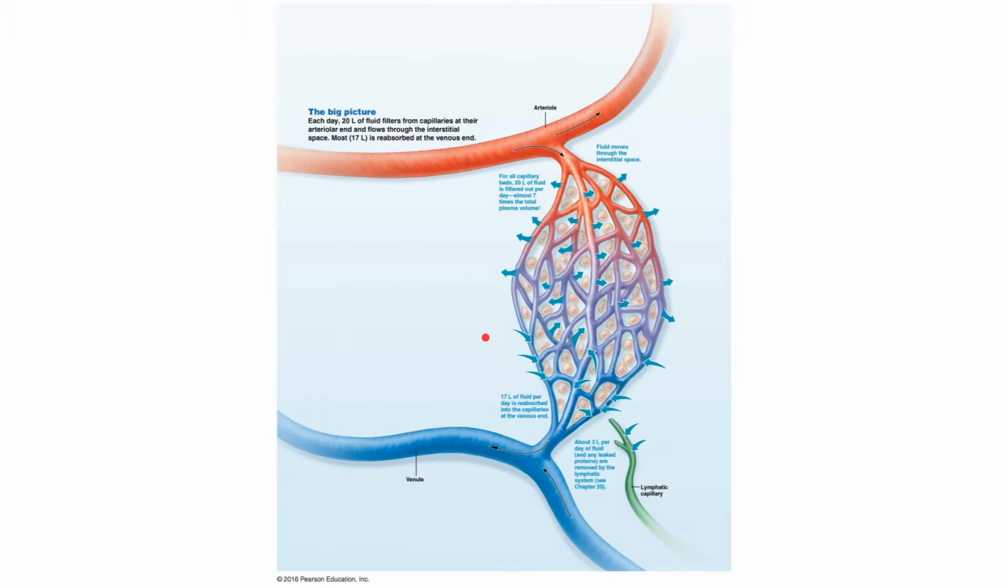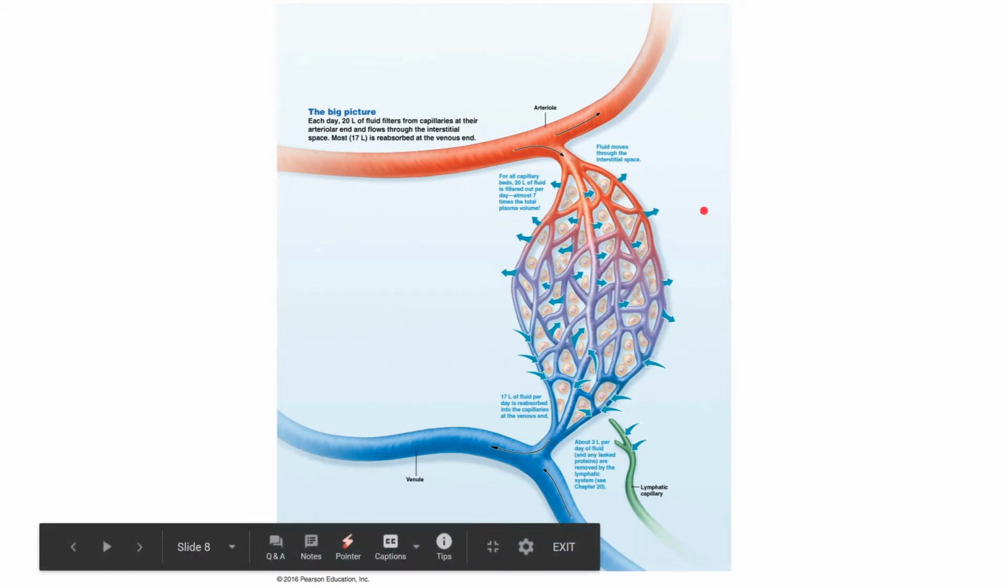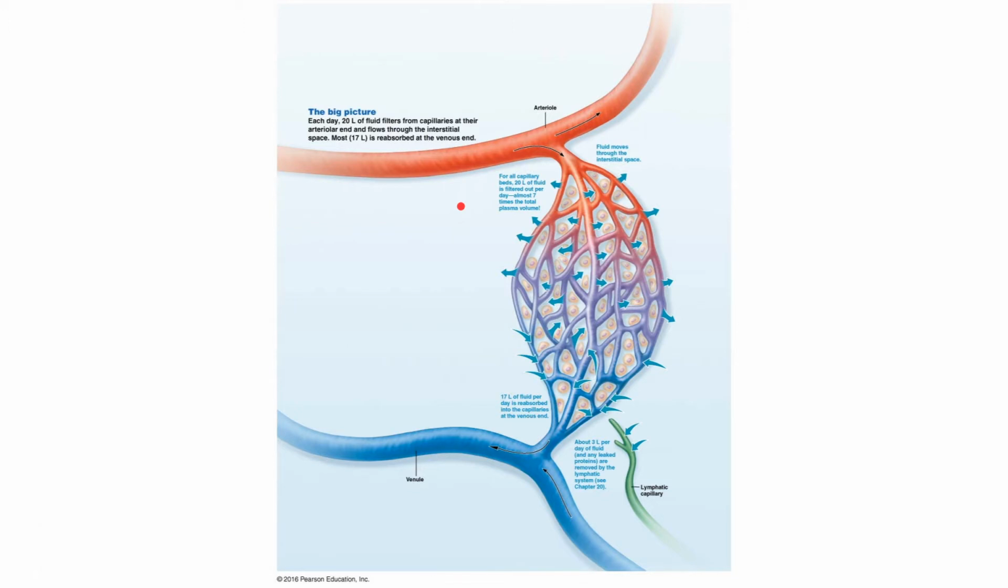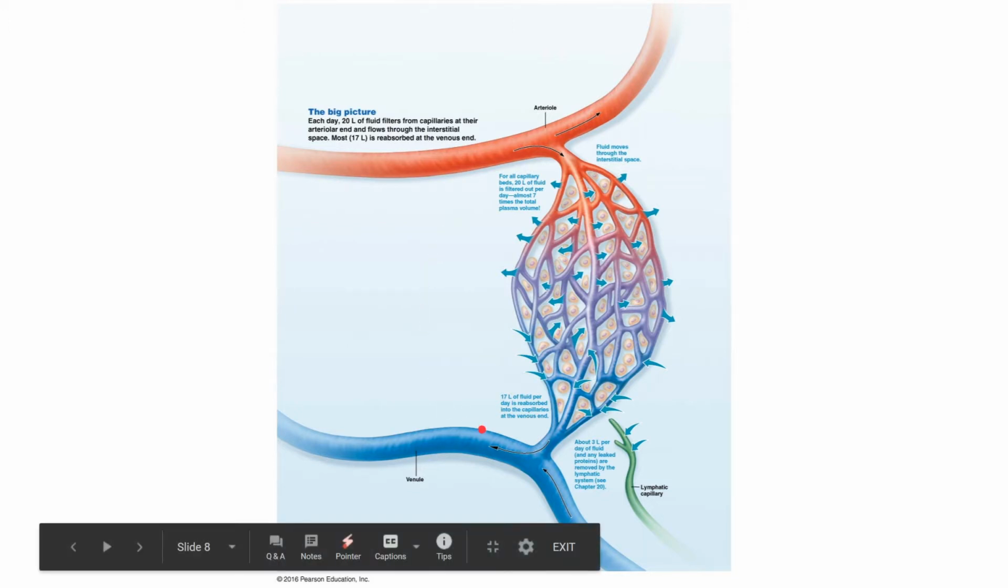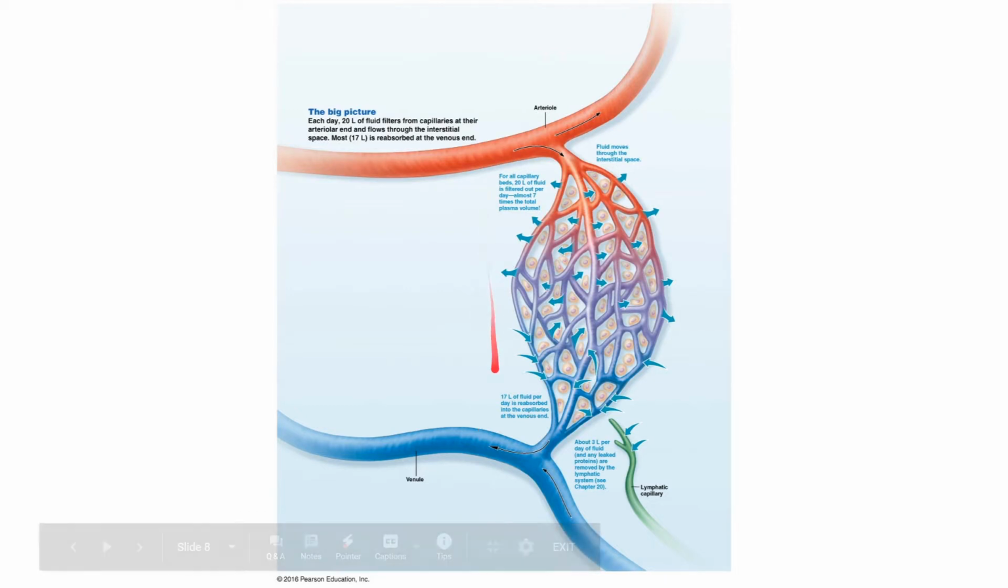Down here at the venous end, a lot of the plasma is reabsorbed and taken back in, but not all of it. So about 20 liters are forced out at the end of the artery, and 17 liters are reabsorbed at the venous end, and that leaves us with 3 liters of liquid just sitting on our tissues. That's not good. And that's where our lymphatic system comes in.